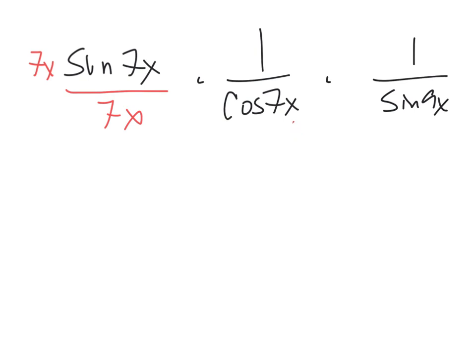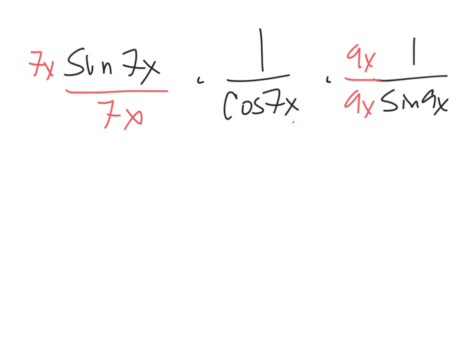But here's the other one, and I'm hoping that you've seen enough now that you know that if it's sine 9x over 9x or 9x over sine 9x, that's the same expression as 1. So I'm going to multiply this fraction by 9x over 9x, and that way I've got that.